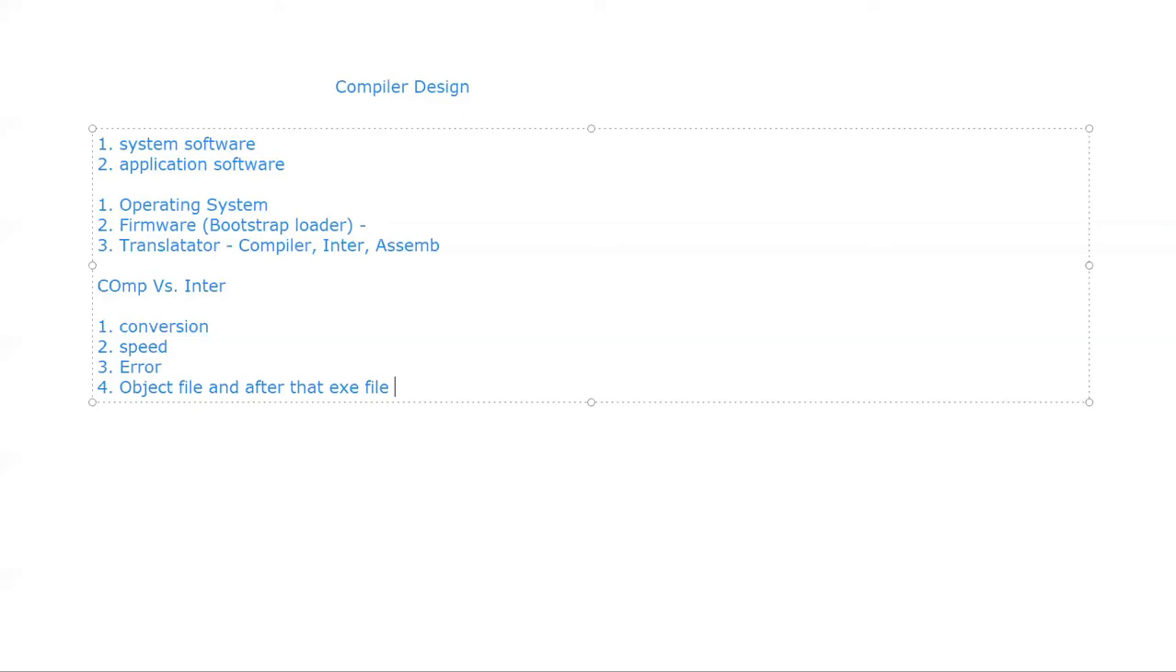Fine. So we have seen that there are three types of translator, and the main differences between compiler and interpreter we have already seen in this lecture. So now I'm going to start with the compiler. If I draw the block diagram of the compiler, so what is a compiler?